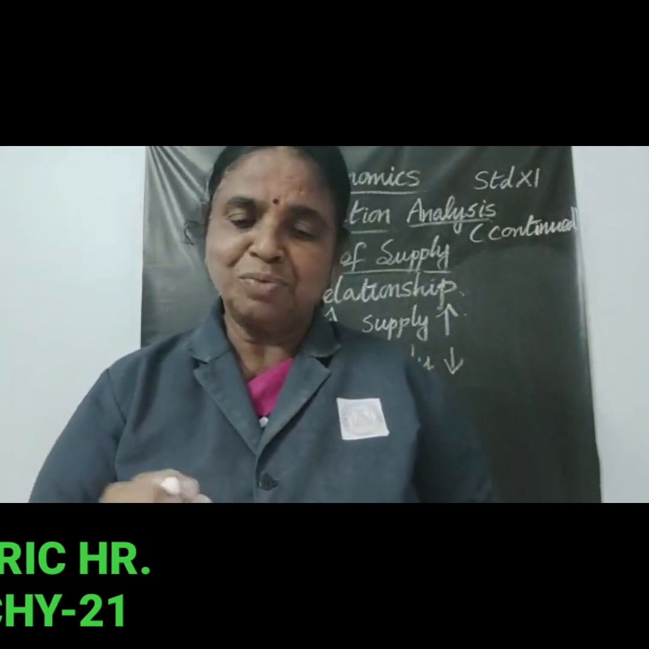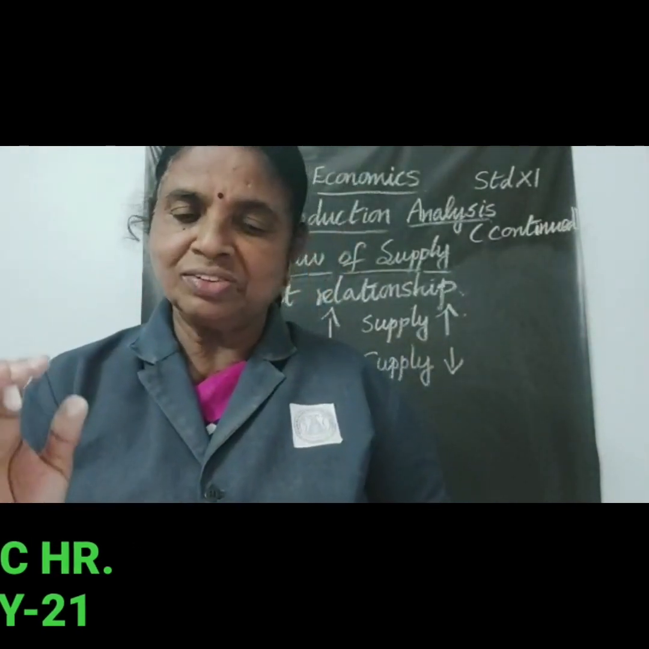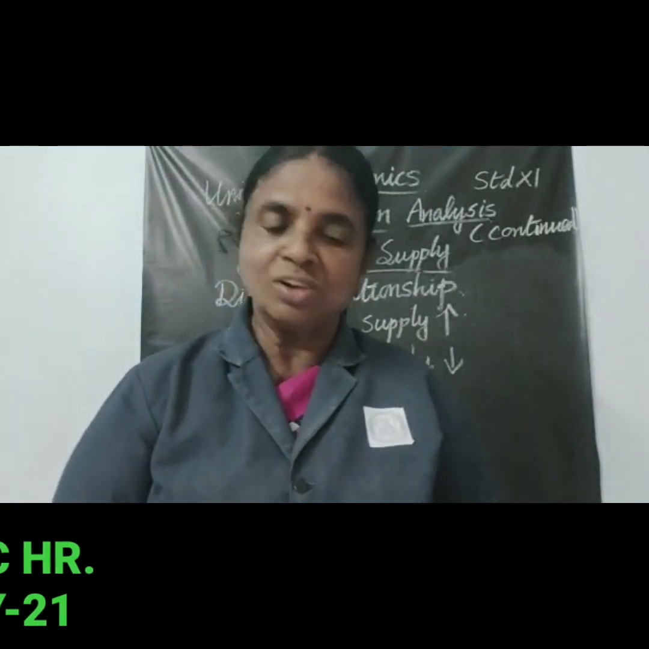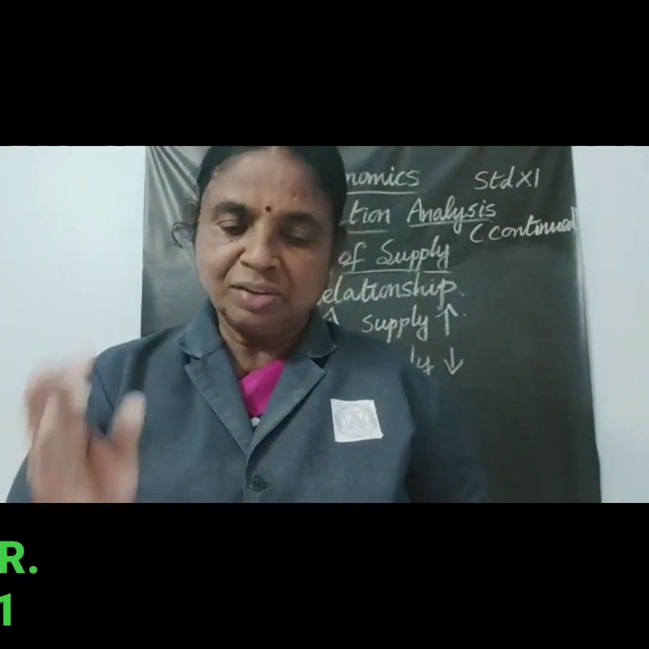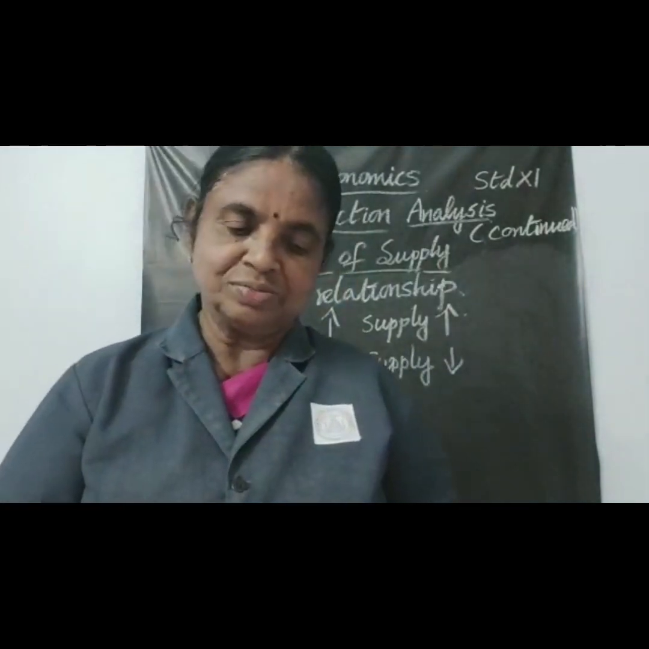So the law of supply can be stated as: other things remaining the same, if the price of a commodity increases, its quantity supplied increases. And if the price of a commodity decreases, quantity supplied also decreases.